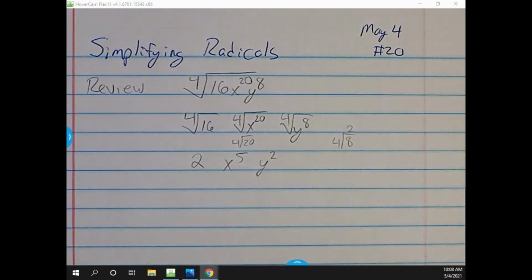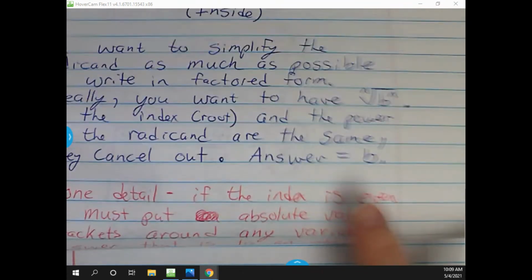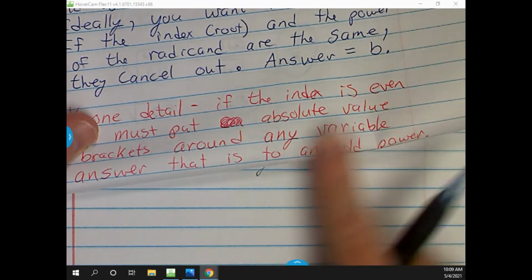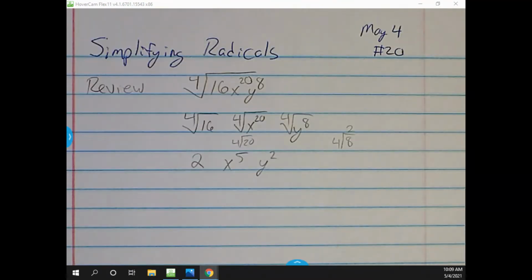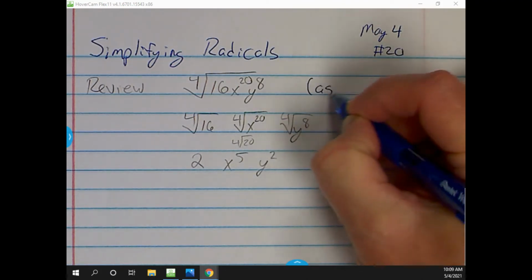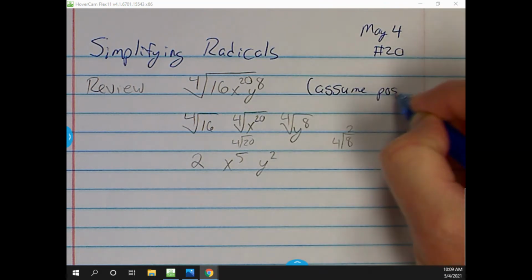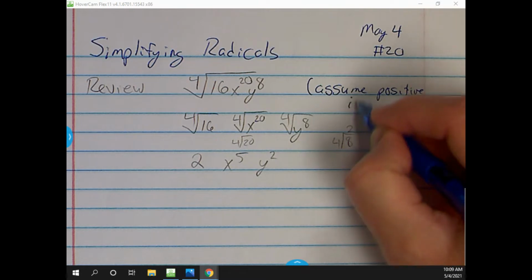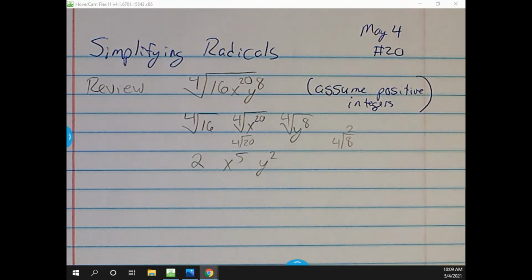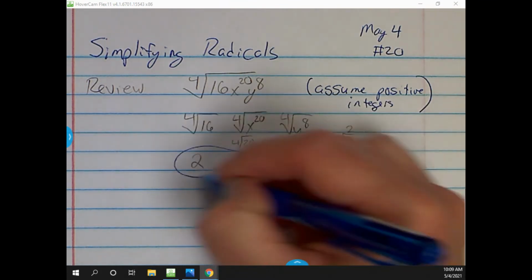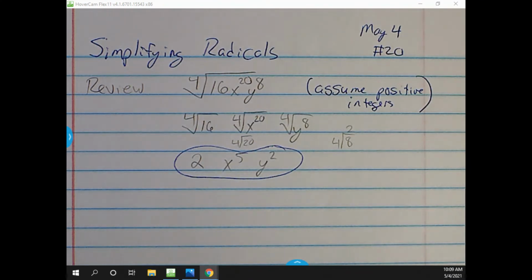The one extra thing we did yesterday that we're not going to worry about today is that if the index was even, we had to go back and put an absolute value around the answer if it was an odd power. We're not going to worry about that today, because they're going to tell you to assume everything is positive. When they say assume positive integers on all these answers, that means we don't have to worry about the absolute value like we did yesterday. So today we can just say that would be our answer and we're good to go.